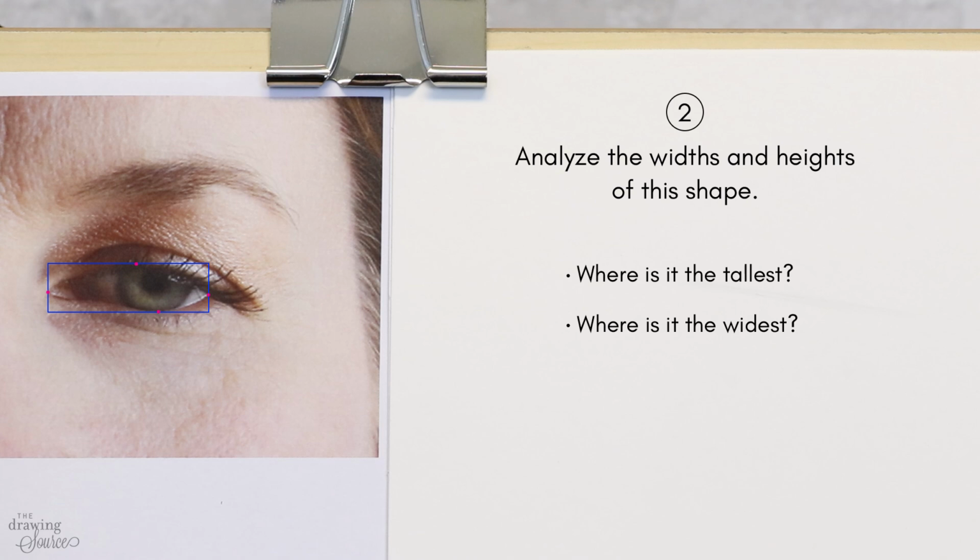Let's mark the high points because they'll be important later. Notice that the highest and lowest points are at an angle to each other. Once you've found the general height and width, indicate it lightly on your drawing to give this shape boundaries.